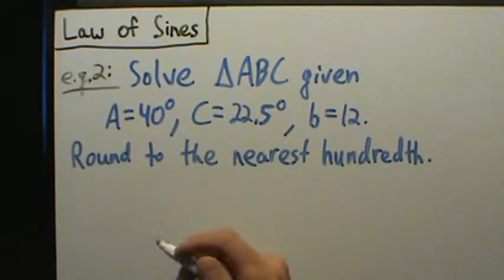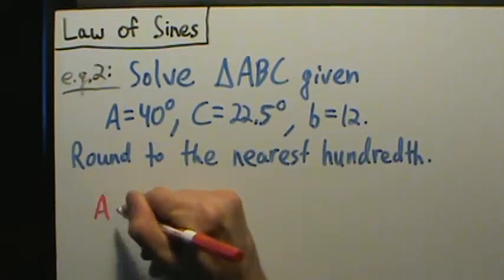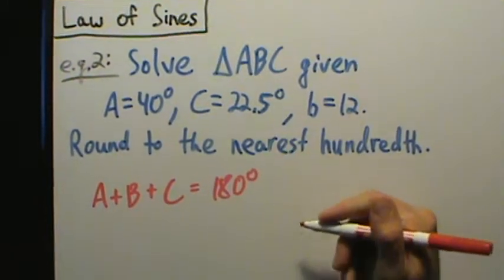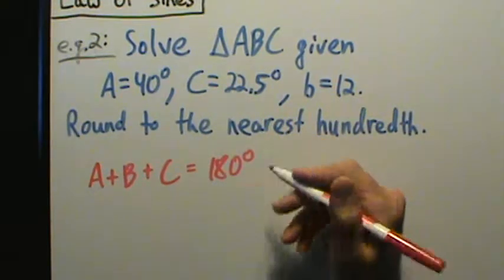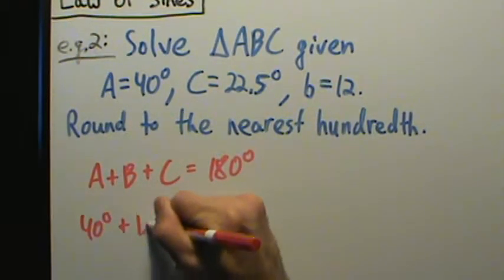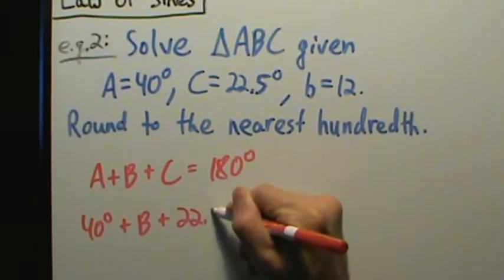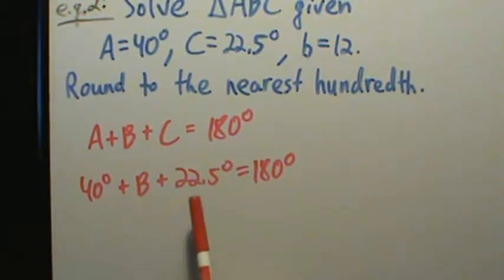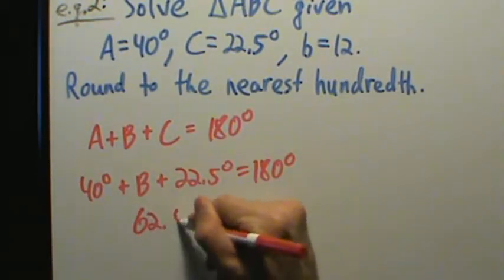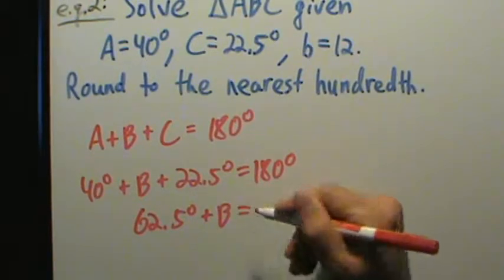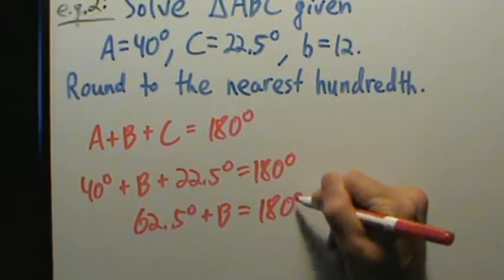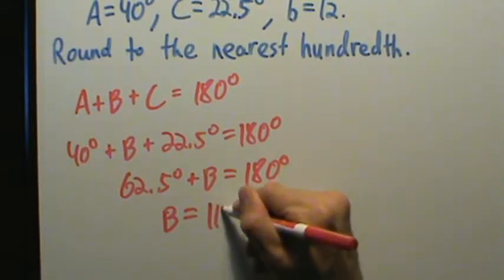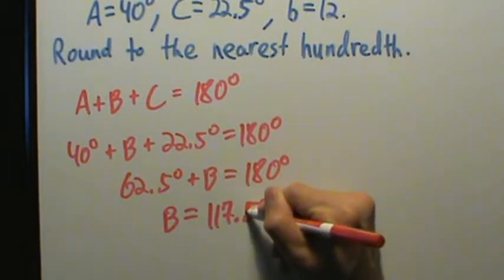So we have 2 angles, and because we're dealing with a triangle, if we add up all 3 angles, we get 180 degrees. So A plus B plus C equals 180 degrees. Angle A is 40 degrees, angle B is the unknown, and angle C is 22.5 degrees. So 40 degrees plus 22.5 degrees is 62.5 degrees. Then we still have plus B equals 180 degrees. Subtract 62.5 degrees from both sides, and we get B equals 117.5 degrees.